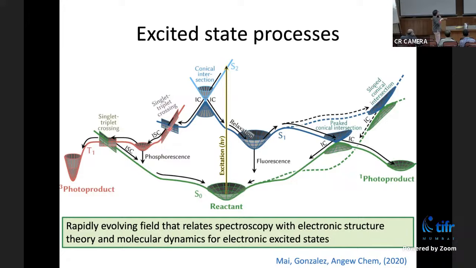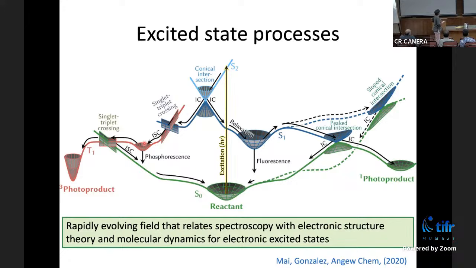And thereby, after these various crossings and minima and so on and so forth, it can either come down non-radiatively back into the reactant form, or it can react and form some kind of photoproduct. So that can also happen. Along with the non-radiative processes, there could also be radiative processes, which we already know, such as fluorescence and phosphorescence. So all of these processes, one would ideally like to capture.